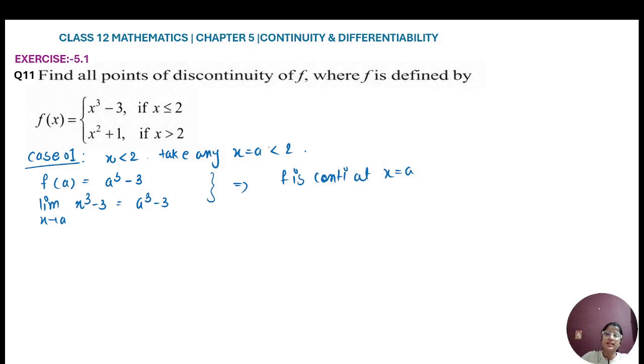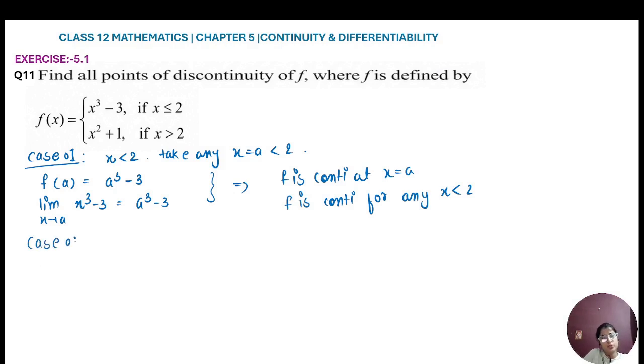That means we have started with any a less than 2 and we have found that for that point a the function is continuous. So as it is any a, from here we get f is continuous for any x less than 2. Similarly, we will move to case 2.